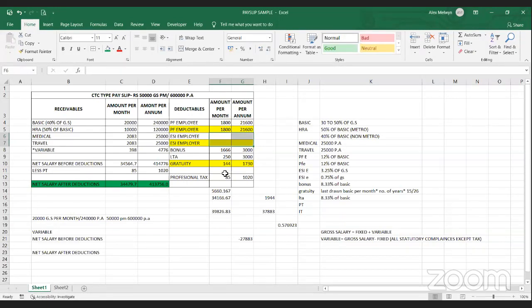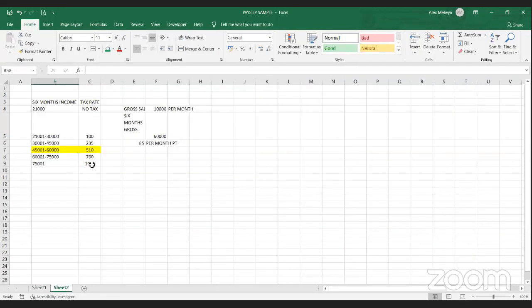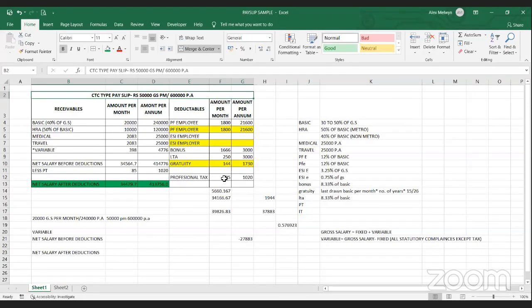Another impact that you might get is also professional tax. PT also will be different because right now the gross salary is 50,000 rupees per month. So if you take 6 months, it is 3 lakh rupees. When I say 3 lakh, it falls in the last slab, 1095. So 1095 divided by 6, which is 182.5, is the amount that you get, and based on that you need to work on it. So this is one change that you need to note.